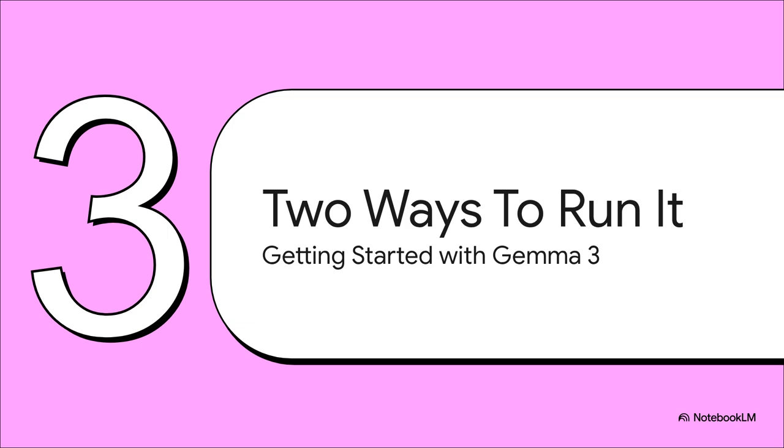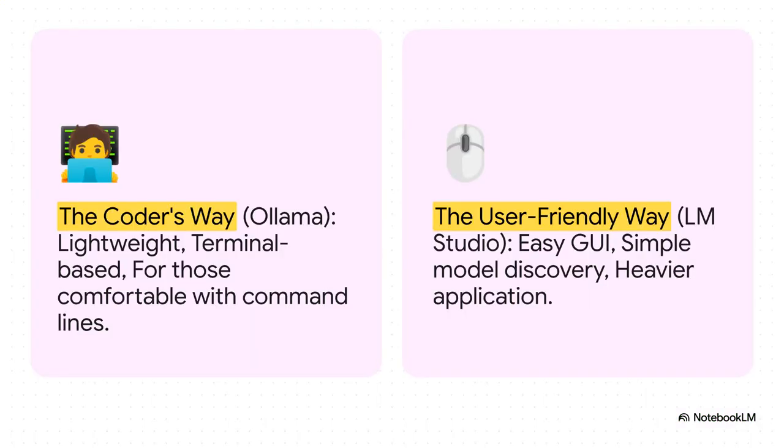All right, so you're probably thinking, okay, this sounds cool. How do I actually get my hands on it? Well, the great news is it's surprisingly easy. And there are really two main ways you can go, depending on how comfortable you are with the technical side of things. So on one hand, you've got the coder's way, using a tool called Ollama. It's super lightweight. It runs right in your computer's terminal, the command line. Then on the other hand, you have the user-friendly way with an app called LM Studio. This has a nice, easy graphical interface that makes it super simple to find and run models, although the app itself is a little bit bigger.